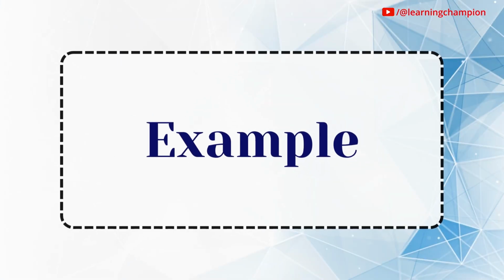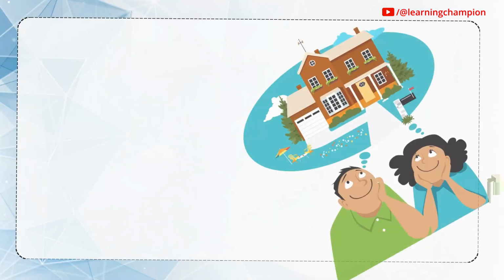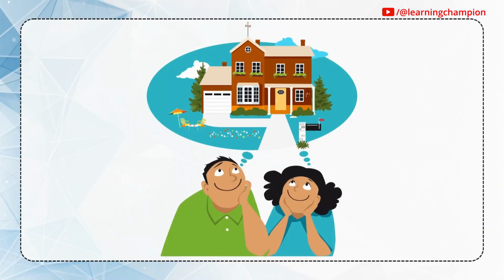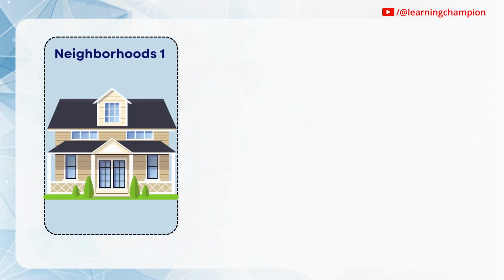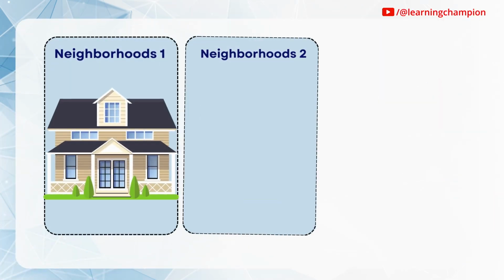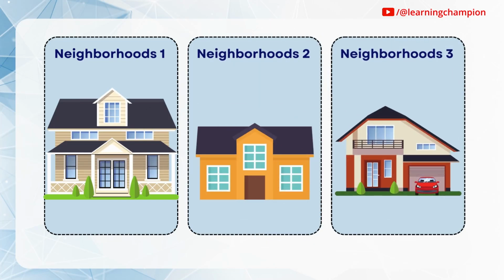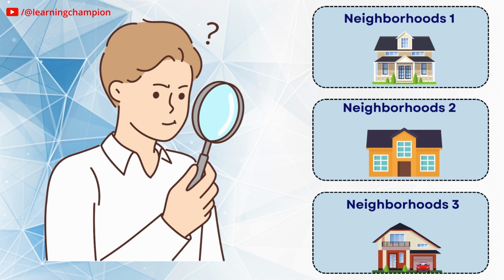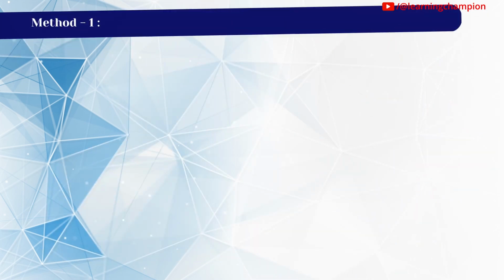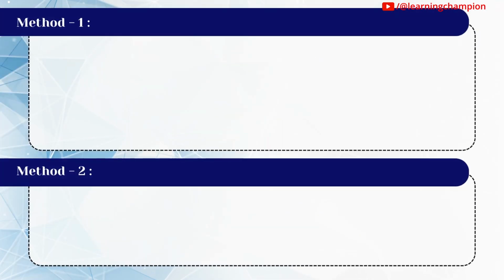Let's understand this concept with an example. Let's imagine that you decide to buy a house in a particular city and the most you can spend is $200,000. Some neighborhoods in the city of your choice have expensive houses, some have cheap houses, and others have medium priced houses. You are trying to narrow down your search to a neighborhood that falls within your budget. Now you have two methods to select the neighborhood of your choice.